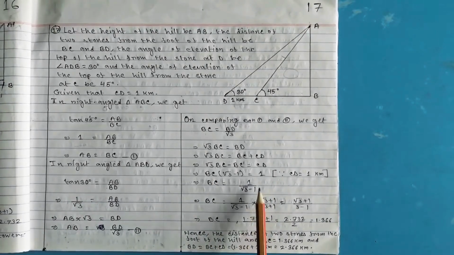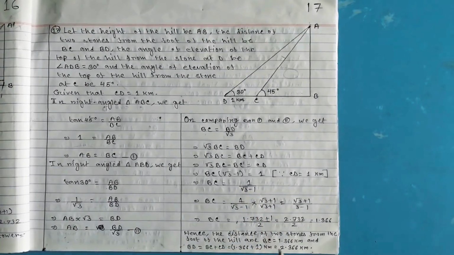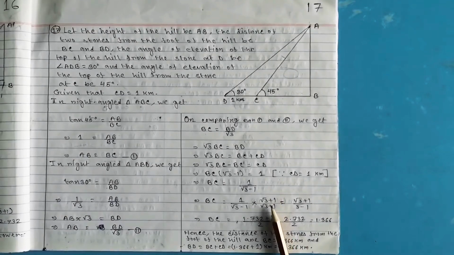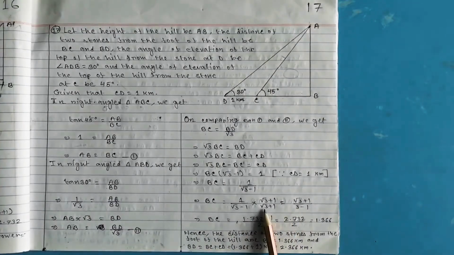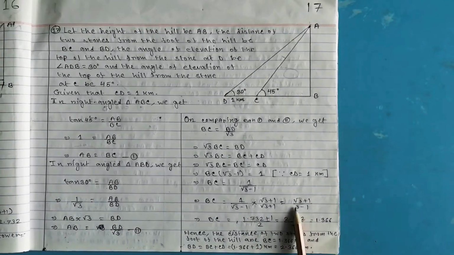1 upon root 3 minus 1, you have to rationalize the denominator. For that you have to multiply numerator and denominator by root 3 plus 1. If you multiply this, then by the formula a plus b into a minus b, a square minus b square, means root 3 square minus 1 square. Root 3 square means 3 and 1 square means 1. 3 minus 1 is 2, and root 3 is 1.732 plus 1, so 2.732 divided by 2, so 1.366.